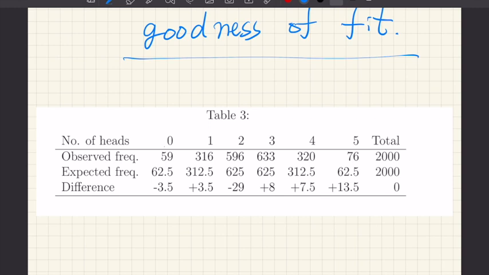Suppose we have some kind of random variable that varies from 0 to 5. If we make a series of experiments, like 2000 observations, then we observed the value 0 for 59 times, and the value 1 for 316 times, and so on. So we have these observations of the random variable.